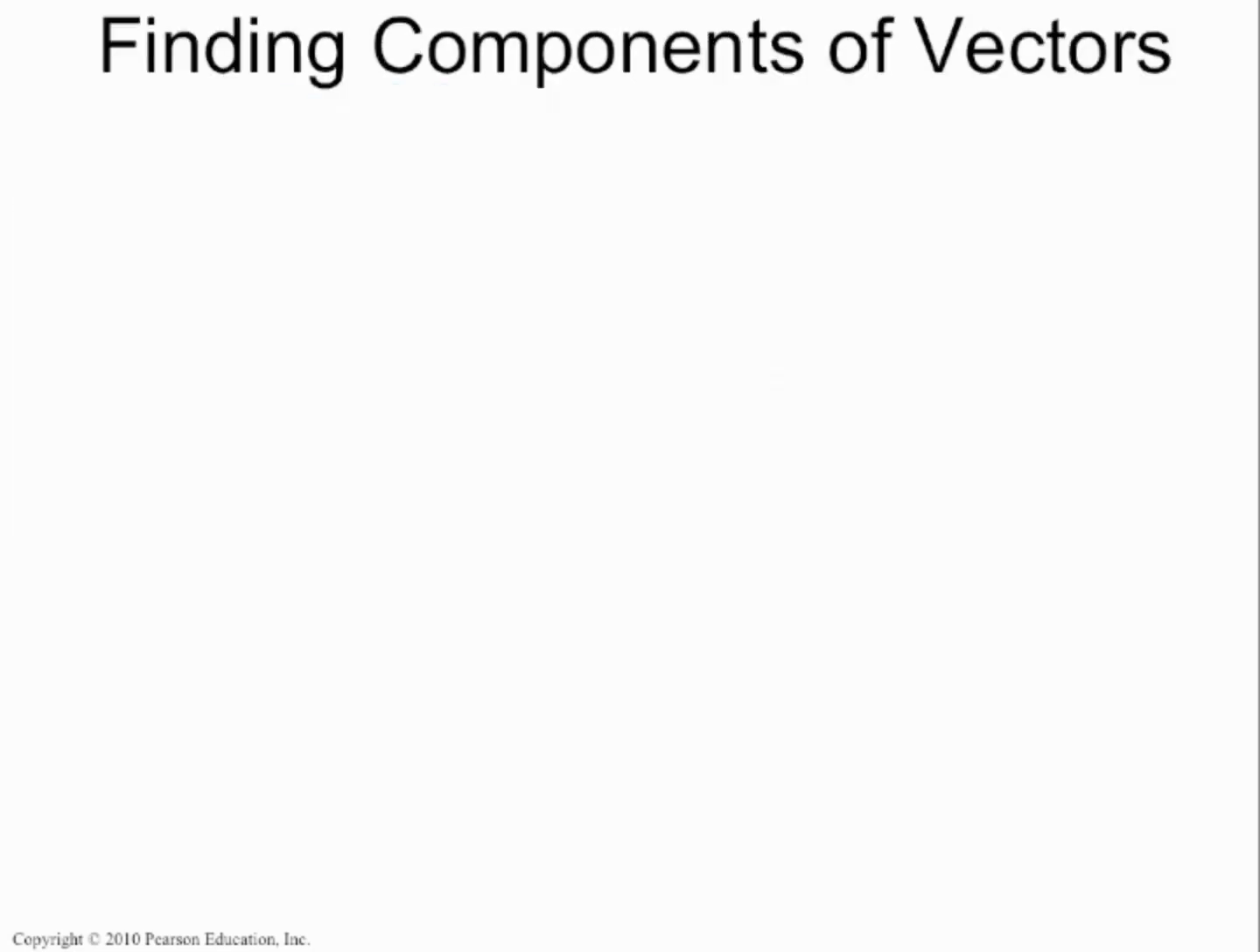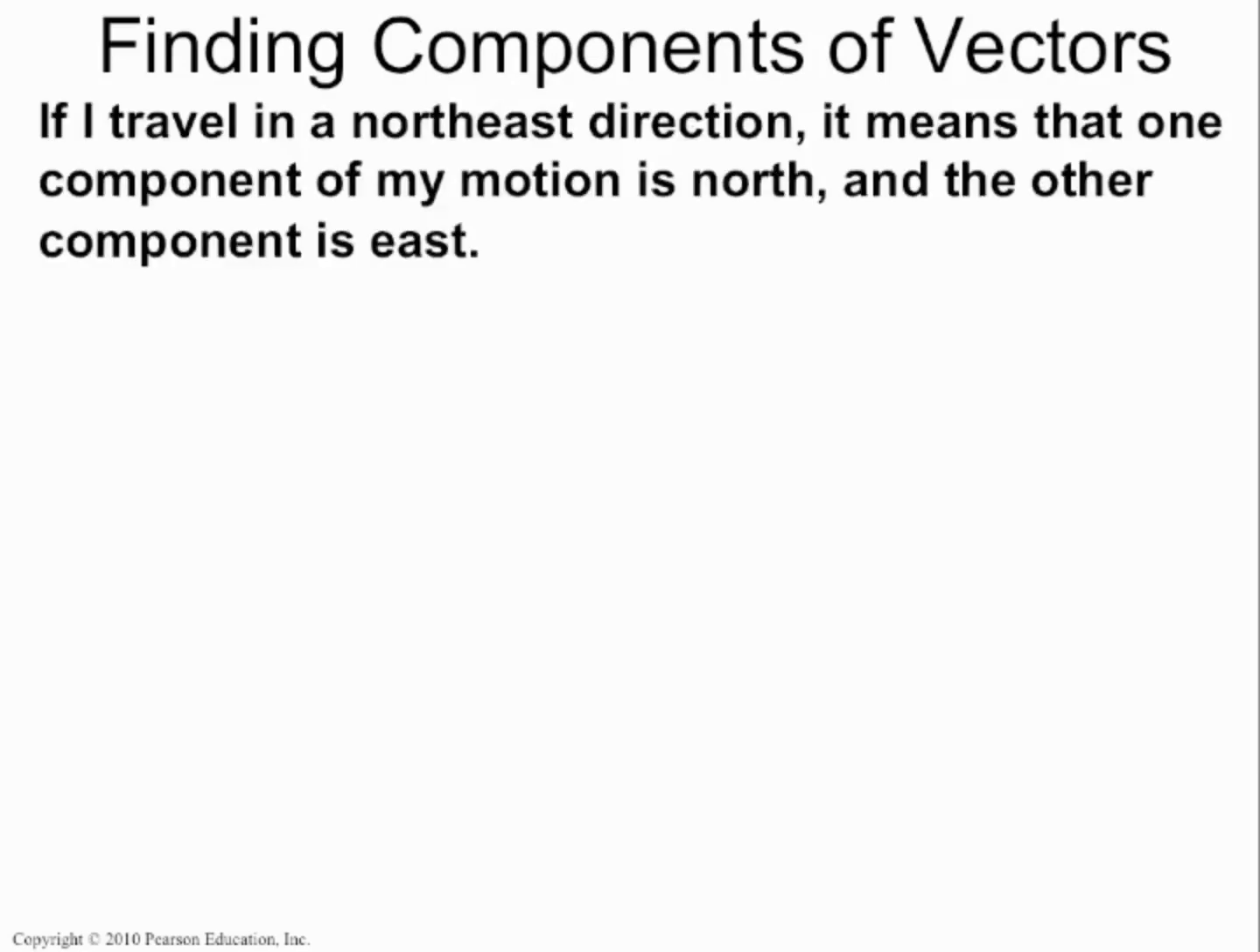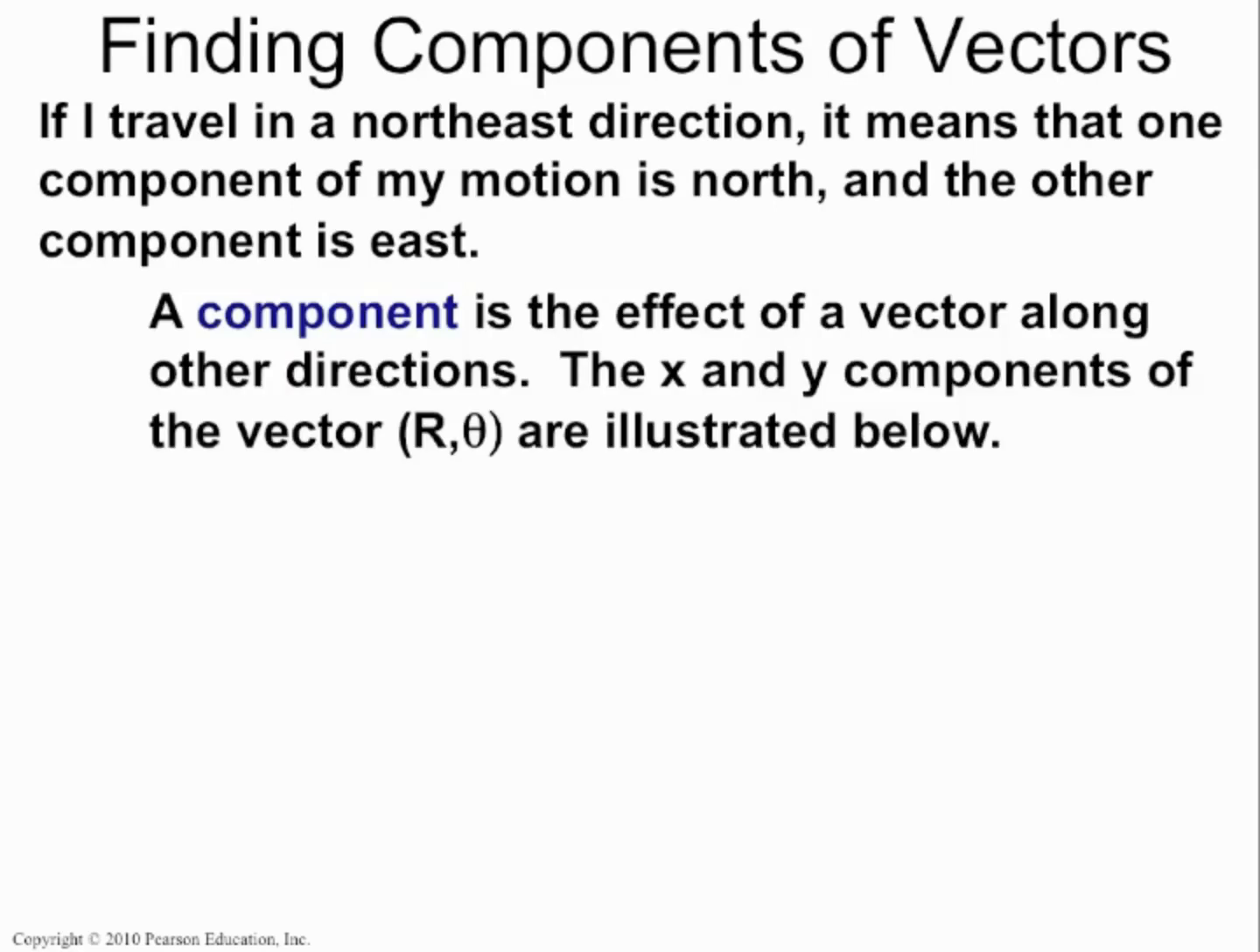Finding components of vectors. If I travel in a northeast direction, it means that one component of my motion is north and the other component is east. This isn't really too foreign for us, the idea of components of vectors, because it's kind of a common sense notion. In fact, the word northeast lends itself to this idea of components, because in the very word itself you can see that there's a north component and an east component. A component is the effect of a vector along other directions. The x and y components of the vector r theta are illustrated below.